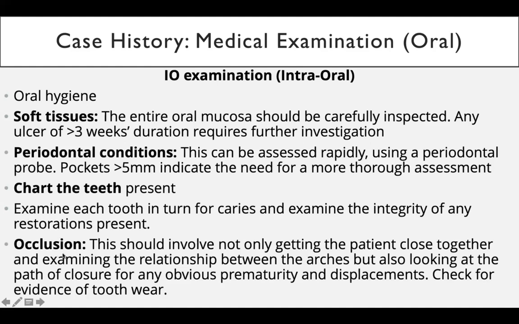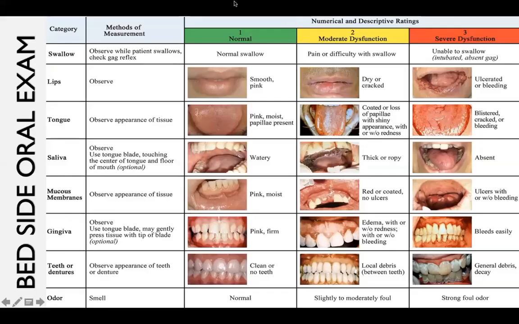And then occlusion. This should involve not only getting the patient's teeth close together and examining the relationship between the arches, upper arch and lower arch of the jaw, but also looking at the path of closure for any obvious prematurity and displacement of the teeth. Check for evidence of tooth wear. At occlusion, we see the grinding surfaces, we see the caries, we see any obvious prematurity or displacement, or tooth wear and tear on the occlusal surface. This is a short version of the bedside oral exam.